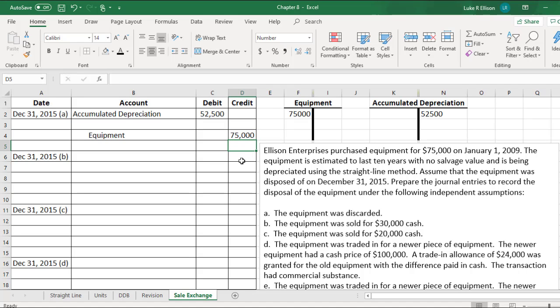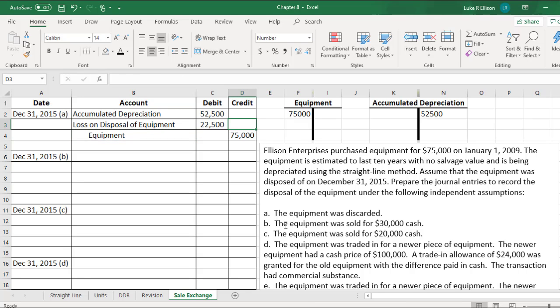Alright, now we can see that our credits are larger than our debits, therefore we have to make up the difference on the debit side. So if we take the $75,000 and subtract the $52,500, we find that our debit is going to be for $22,500. And if you have to make up that difference on the debit side, that tells you that this is going to be a loss. So this is loss on disposal of equipment.